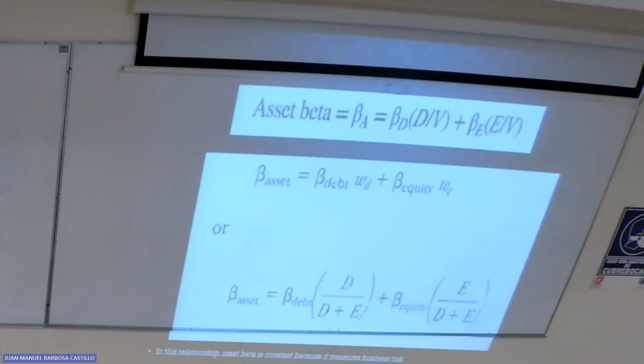So the return on the assets of the company should be at least equal to the weighted average of the financing costs. Which are the financing costs? The cost of debt and the cost of equity. Why? Because those are the two sources of financing for firms.